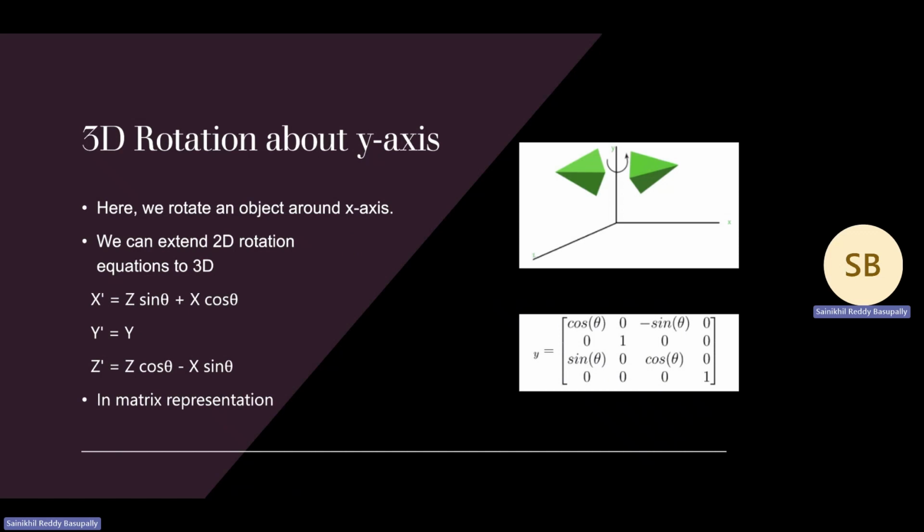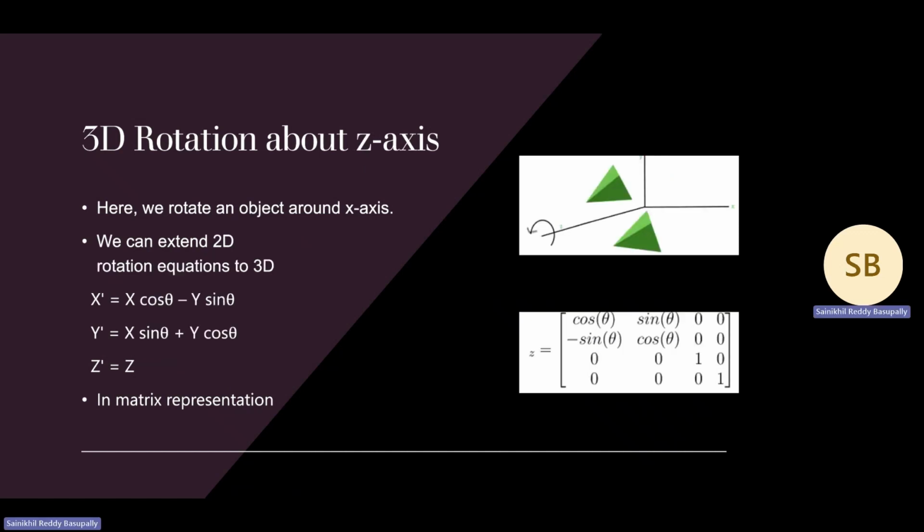Similarly, for rotation about y-axis, we can see in the picture the object is rotated around y-axis, and we can use the same 2D equations where x dash equals z sin theta plus x cos theta, y dash equals y, and z dash equals z cos theta minus x sin theta. In matrix representation, it can be represented as given in the picture here.